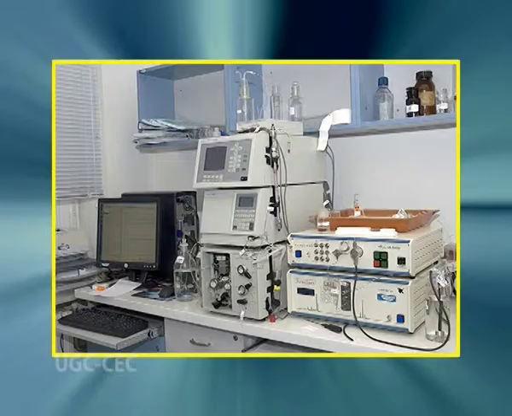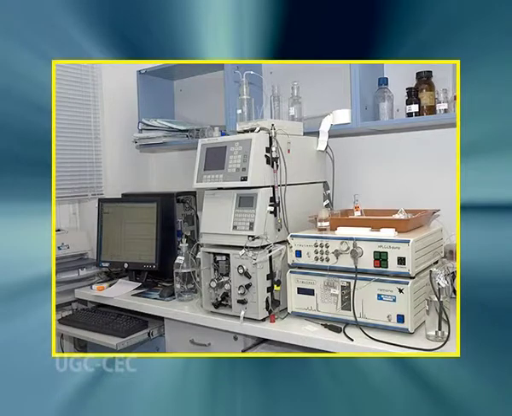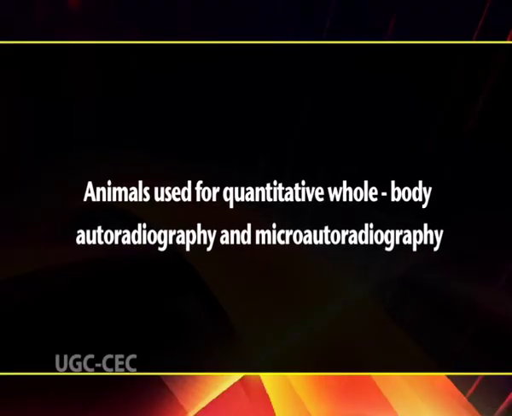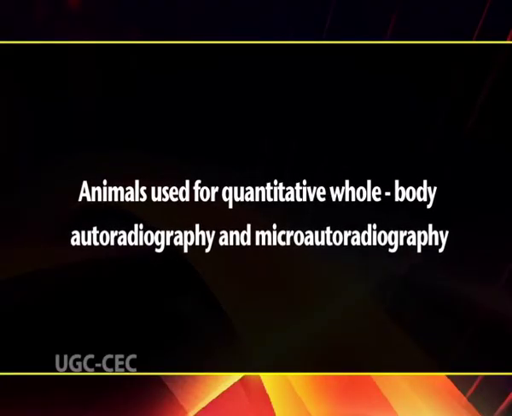This requires investigators to treat the quantitative data with caution unless the identity of radioactivity is determined using some type of other bioanalytical techniques such as mass spectroscopy and radio HPLC, which can be easily performed on the tissue obtained from the animals used for quantitative whole body autoradiography and microautoradiography.